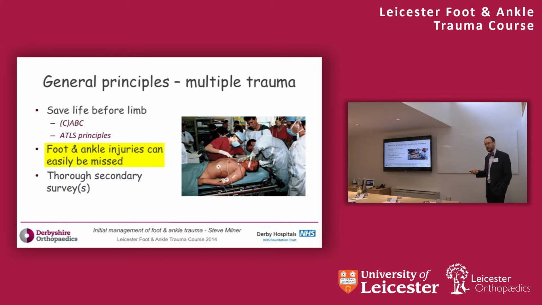When we're dealing with multiply injured patients, everybody gets very excited about saving their life and dealing with ABCs and going through the ATLS primary survey, etc. In this context, of course, foot and ankle injuries usually take lower priority, but because of that, foot and ankle injuries can easily be missed. So it's really important to do a thorough secondary survey, or several secondary surveys, until you're absolutely sure that there isn't a foot and ankle injury.